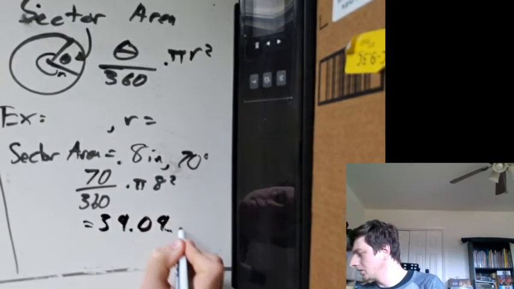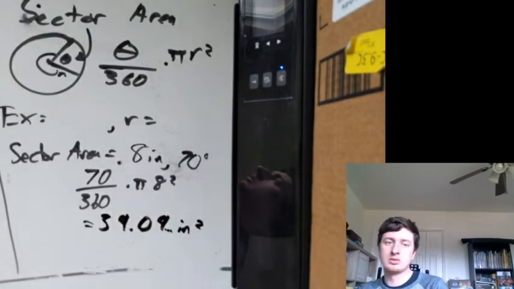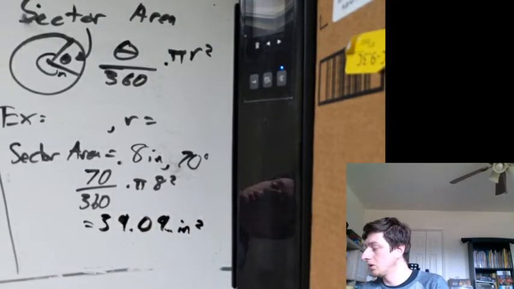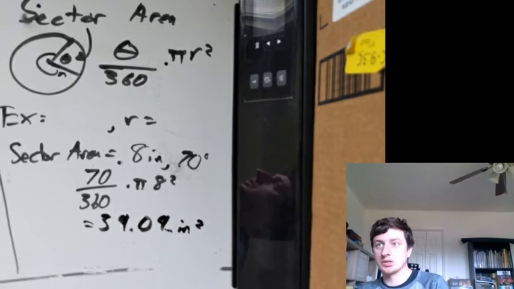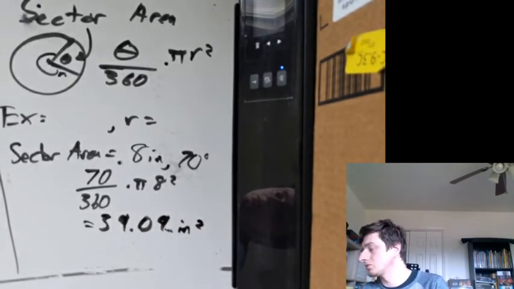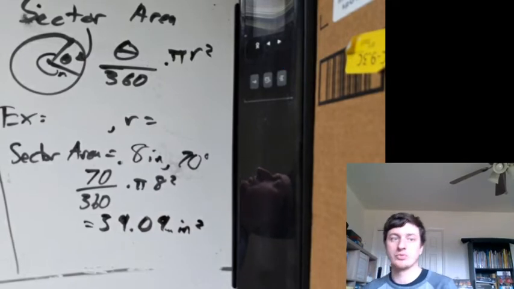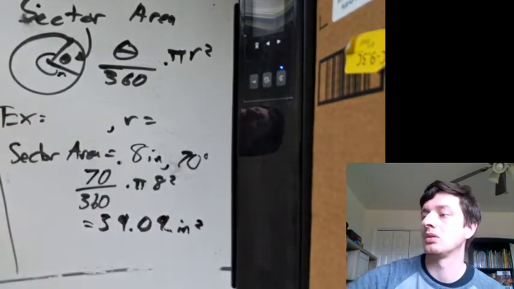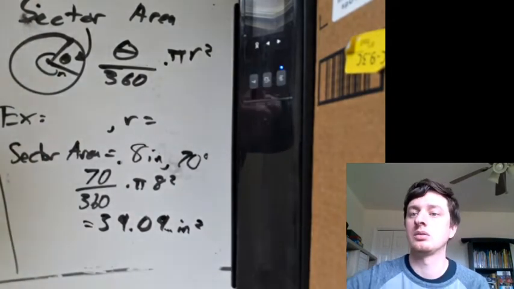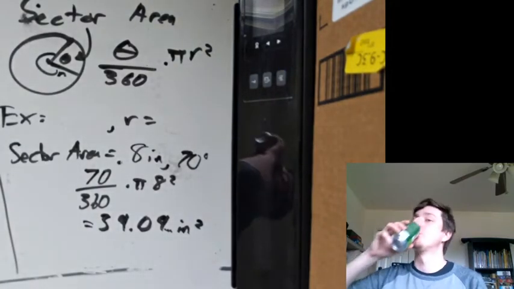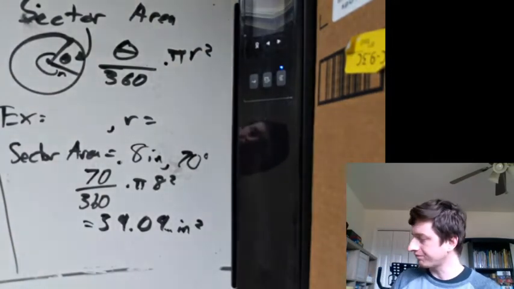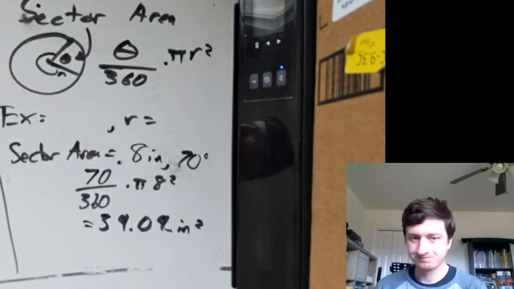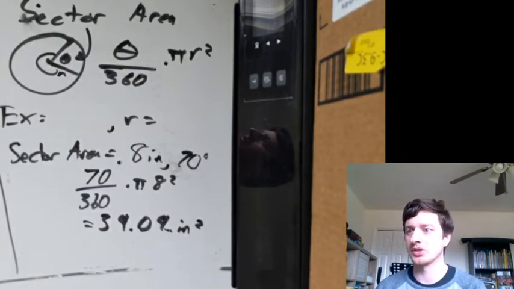39.009 inches squared. Okay, so that's bigger than the last one, but that's because the radius is bigger, even though the angle is smaller. A bigger radius makes the sector area larger. Okay, that's finding the area of the sector.